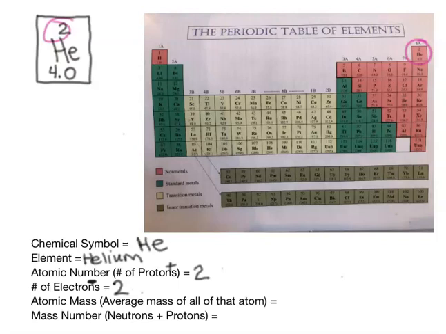So the atomic mass is that average, and that is the number that you're going to find underneath each and every element. No matter what periodic table you look at, some periodic tables might have more information on them than the one presented in your text, but they will all give the atomic number right here on the top of the element symbol, and then the atomic mass right underneath the atomic symbol, or the chemical symbol. Okay, so the atomic mass for helium then is 4.0.